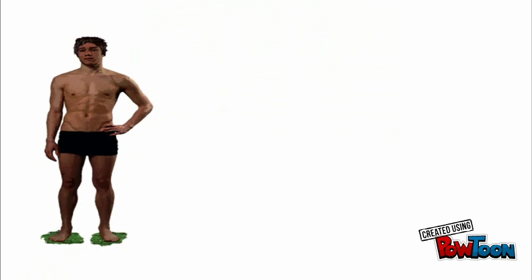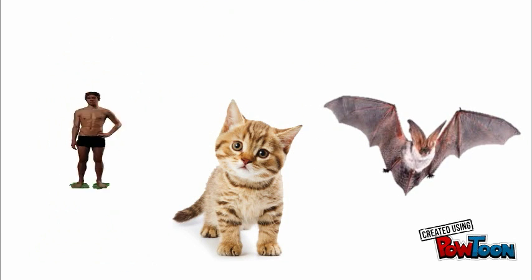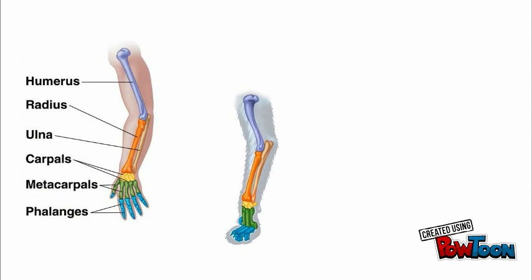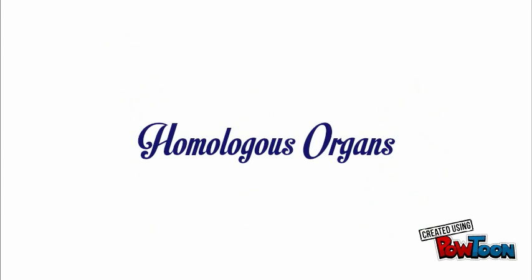Look at the structure of these animals. A human, a cat, and a bat seem to have not much in common. But if we take a deeper look at their limbs, we find that most parts are common, like humerus, radius, ulna, carpus, metacarpus, and phalanges. These structures, which appear to have similar basic structures but perform different functions, are called homologous structures.